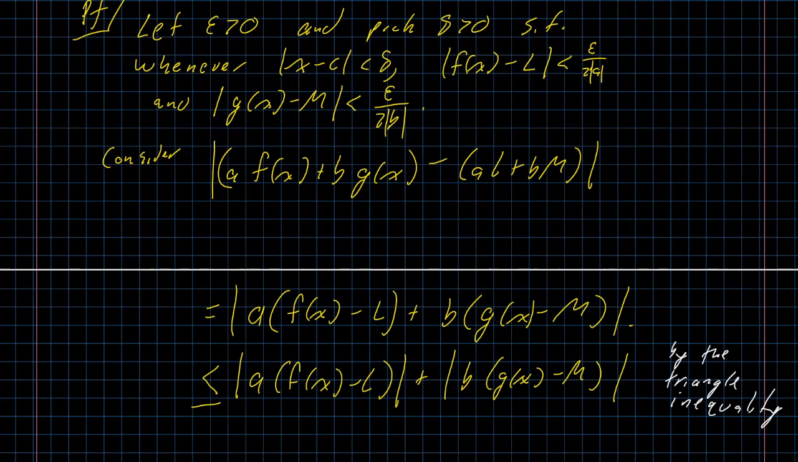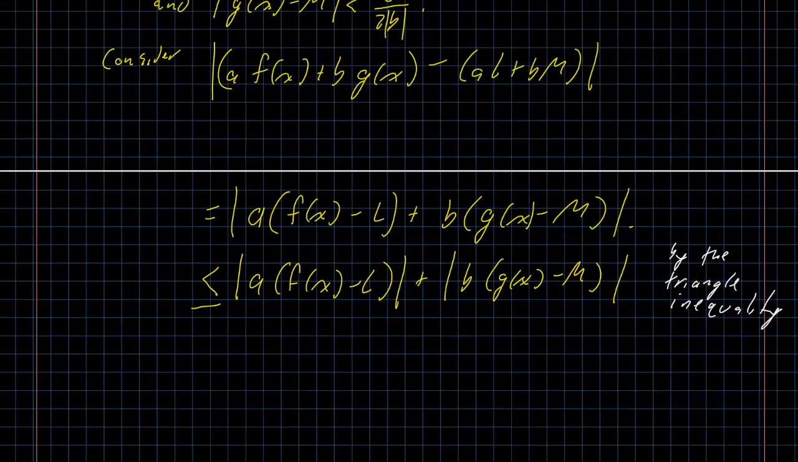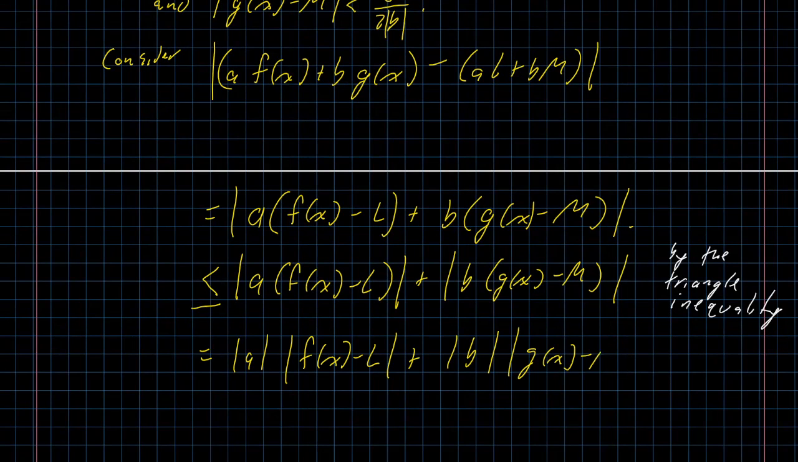We have two things added together inside the absolute value. If those two things have the same sign, then this is going to be equal if we split it up. If they have different signs, then what we ended up with is going to be bigger. And that's okay. Because I can now say that this is equal to the absolute value of a times the absolute value of f of x minus L plus the absolute value of b times the absolute value of g of x minus M.